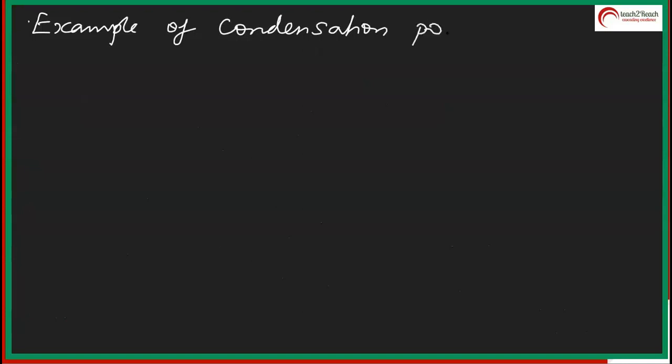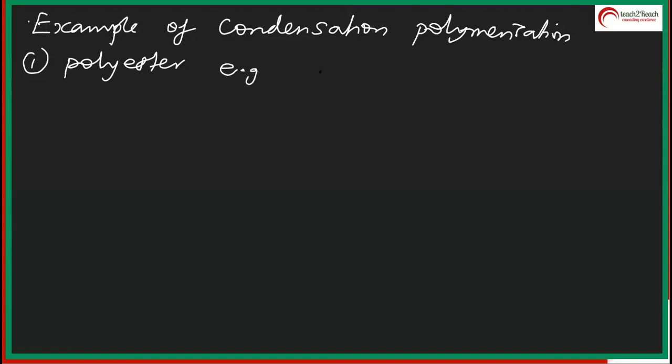Condensation polymerization. So we are going to be focusing on formation of polyester, okay? Polyesters are a type of condensation polymerization. An example is what we call a terylene, a specific example of a polyester. So your syllabus wants you to know that polyester.